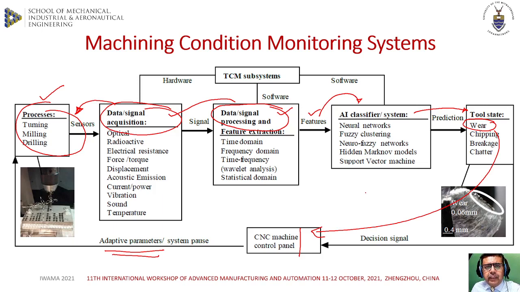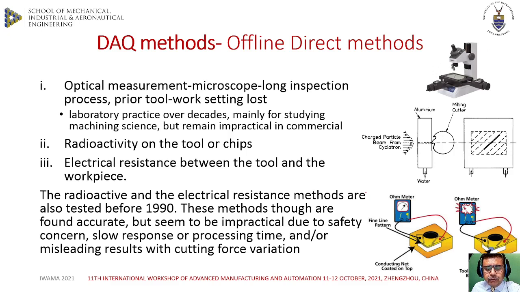Now we will be looking at the data acquisition methods. So coming to the data acquisition methods, we can see there are basically four methods: two online methods and two offline methods. Starting with offline methods, first we talk about direct methods. Offline method, direct method, that means we will be removing the tool from the machine and making the measurements on a microscope, say a toolmaker's microscope. So this is quite an accurate method, but a lot of time is wasted.